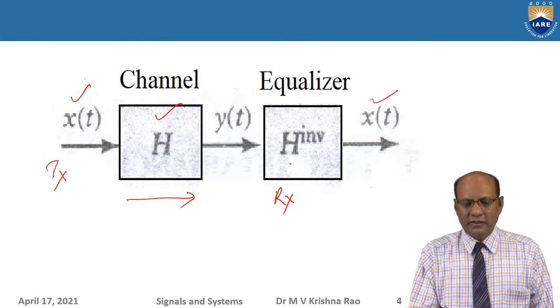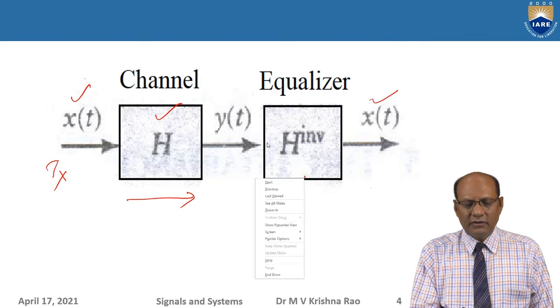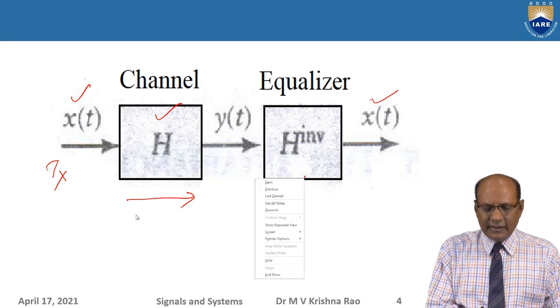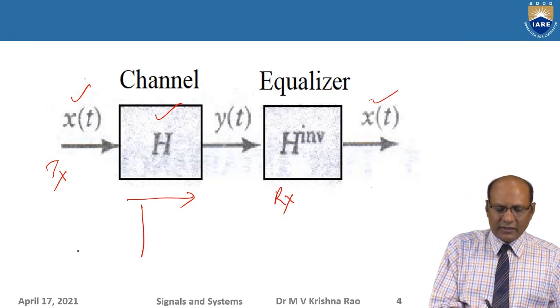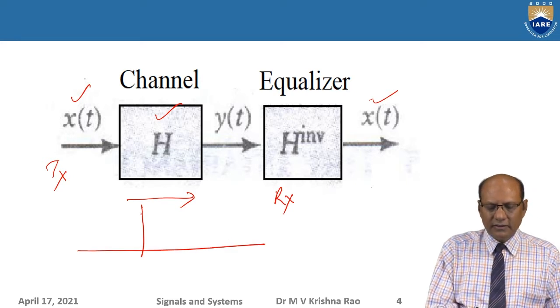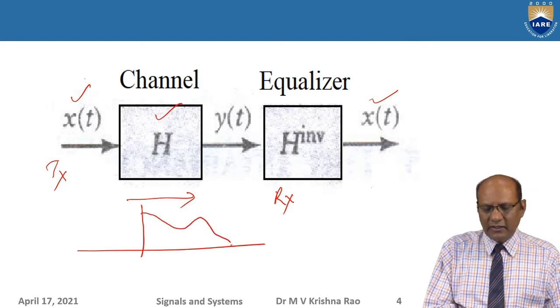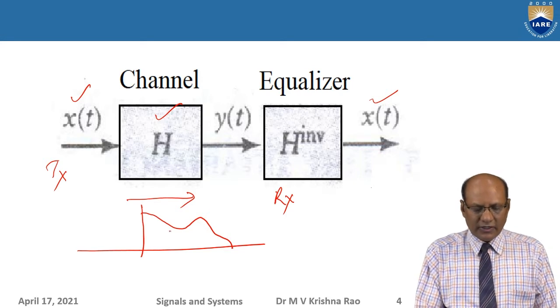Same input signal I am getting by applying the inverse filter here. Then this is called an equalizer. Let us try to understand it in terms of frequency characteristics. Let us say the channel is something like this.